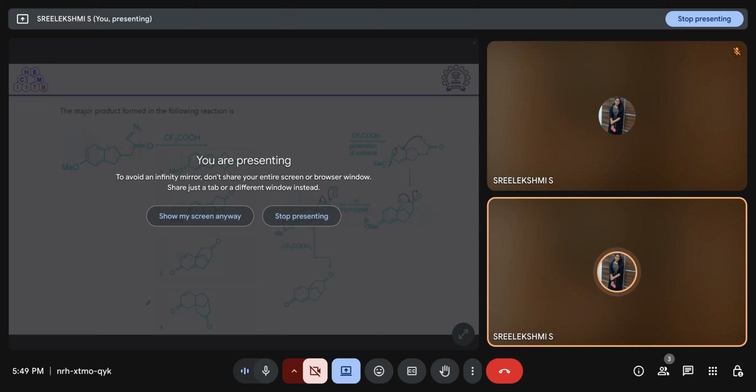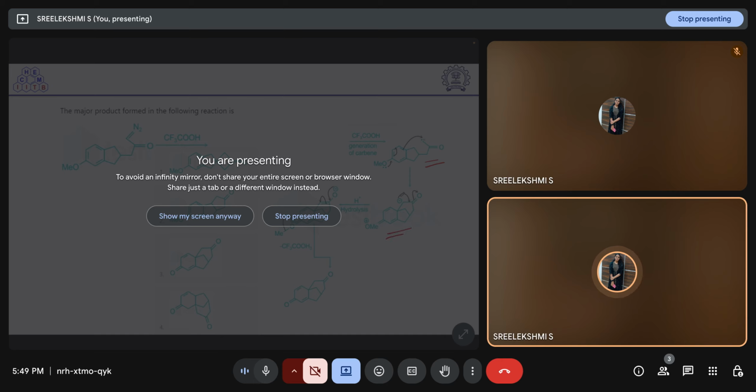Okay, so here what is happening? First, in the starting material, the carbene generation will take place in the presence of this trifluoroacetic acid. So that will generate this carbene, and then this O-methoxy lone pair can fall here. This will come here, and this will attack over this carbene to form this intermediate.